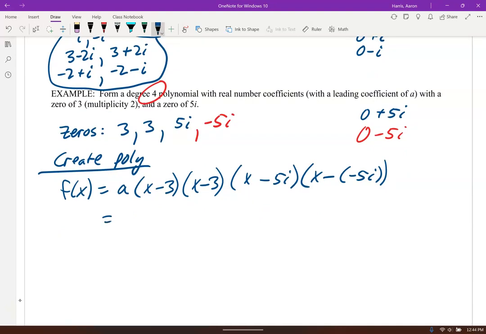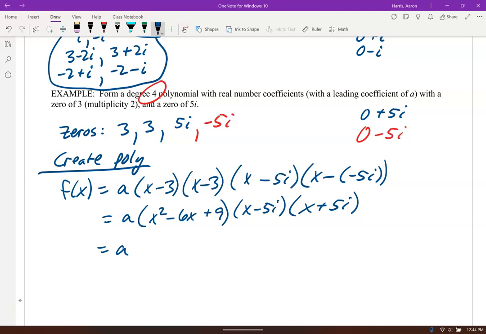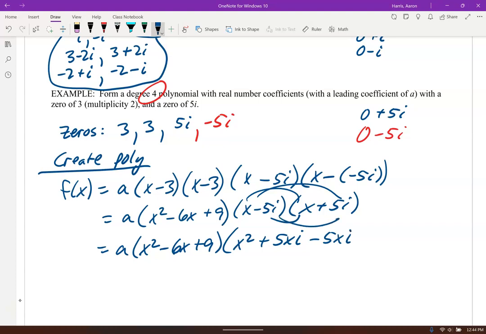So we've got a, and I'm going to go ahead and multiply the x minus 3 times x minus 3. So I get x squared minus 3x minus 3x, negative 3 times negative 3, 9. And then I'm going to go ahead and multiply this x minus 5i and this x plus 5i. I'm going to multiply those two and see what we get. So I got x times x, I got x squared plus 5xi minus the 5xi, and negative 5 times negative 5 is a positive 25.